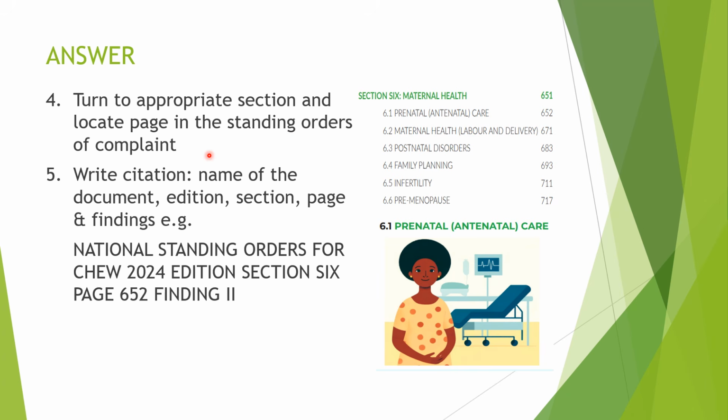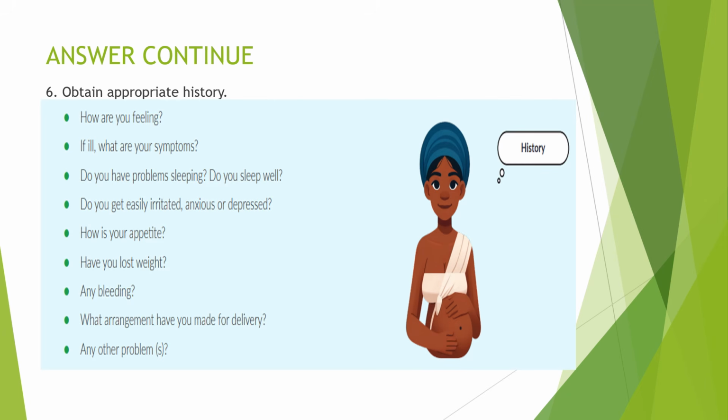Then, while we have taken the complaint, you're going to write the citation, that is the name of the document, edition, section, page, and the findings. Now, the National Standing Orders for CHU, 2024 edition, Section 6, as we can see here, Section 6, page 652. So that is how the student is expected to write it out. Now, with that, we'll go to the next step required.